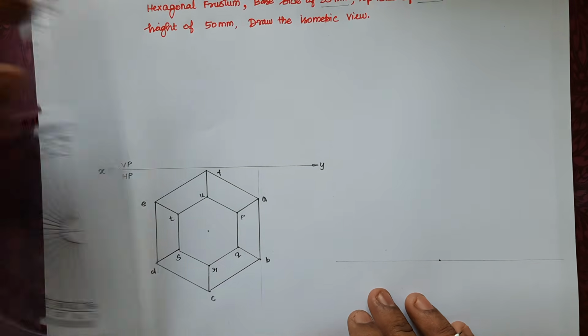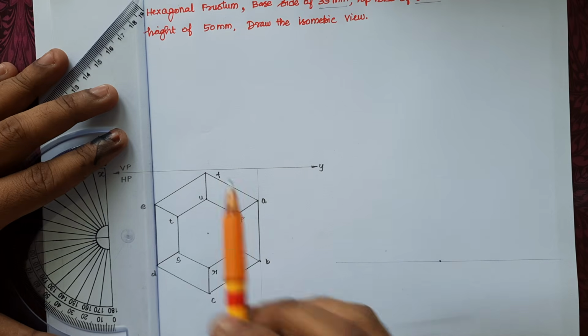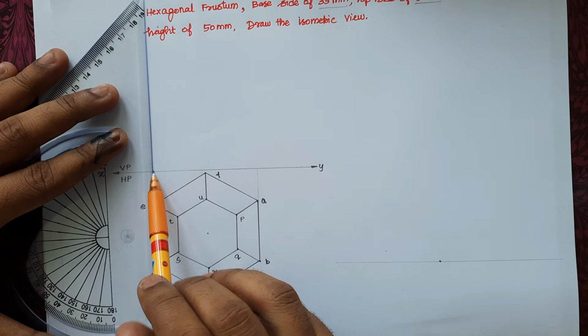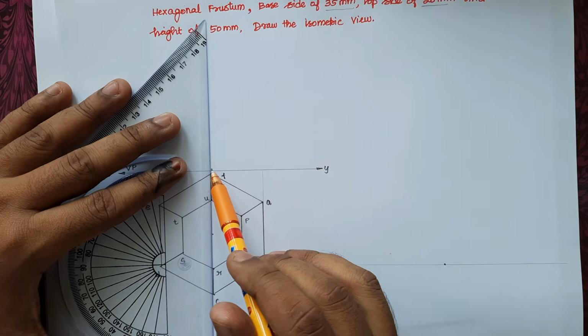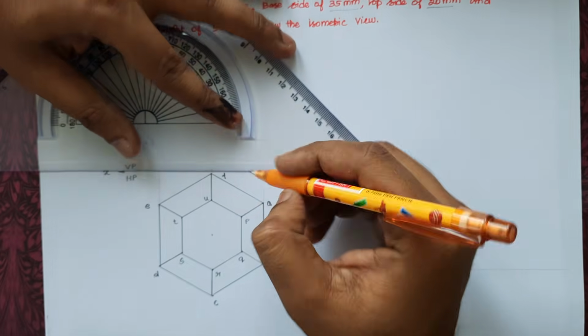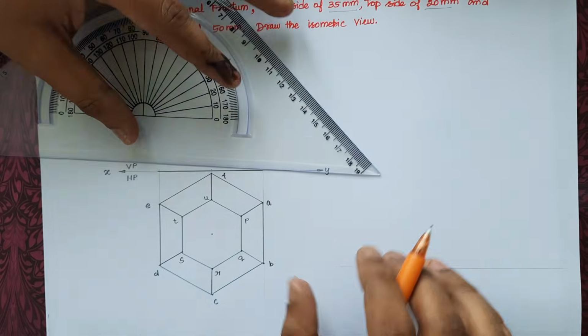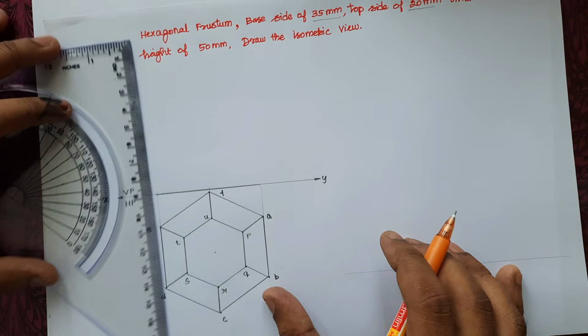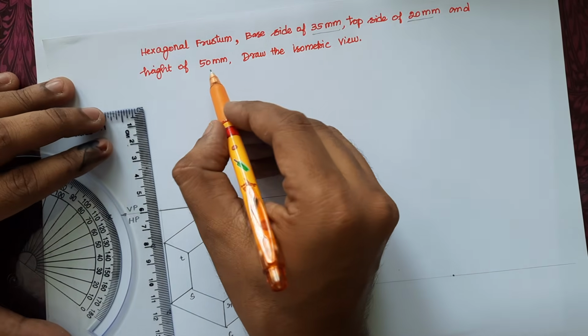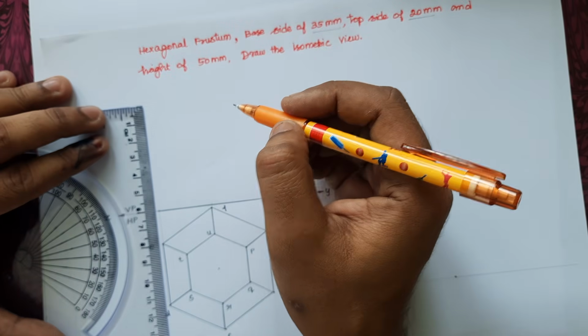And after that, I need to draw the front view. For that, I need to draw projector lines from all those points. So this will be the base hexagon. The top hexagon will be 50 mm above, since the height of the frustum is 50 mm.